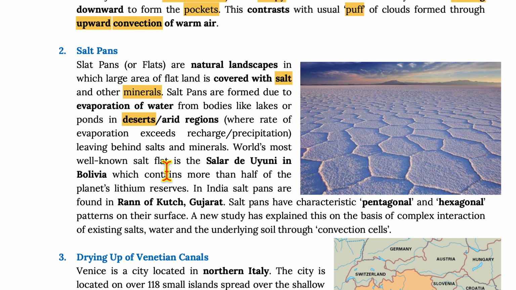The world's most well-known salt flat is the Salar de Uyuni in Bolivia, which contains more than half of the planet's lithium reserve. In India, salt pans are found in the Rann of Kutch, Gujarat. Salt pans have the characteristic pentagonal or hexagonal patterns on their surface. A new study has explained this on the basis of a complex interaction of existing salts, water, and underlying soil through convection cells.